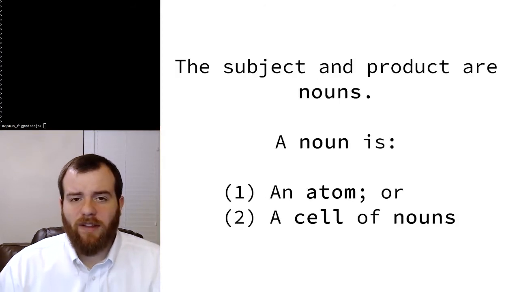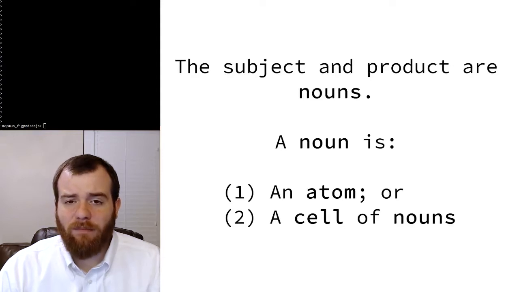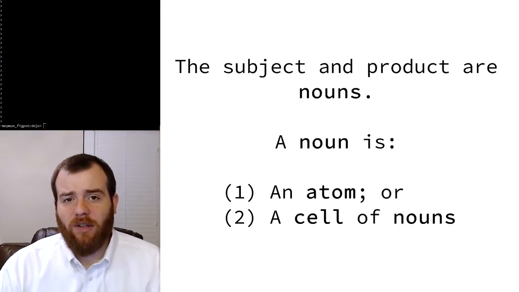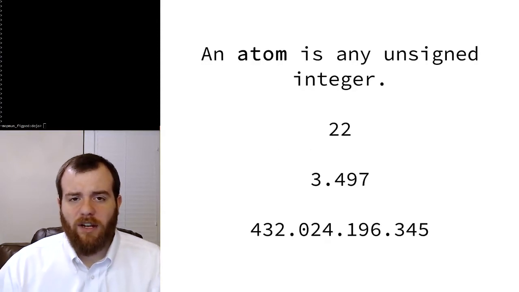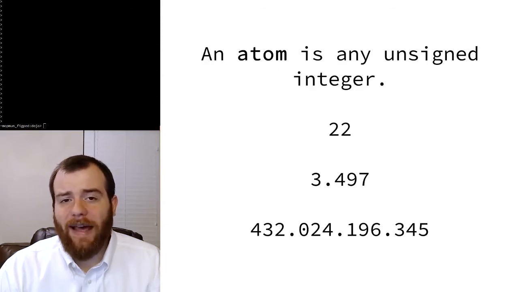Okay, so I mentioned that the subject has a certain structure to it, and so does the product actually. So it turns out that the subject and the product are nouns, and a noun can be one of two things. It's either an atom or a cell of nouns. So that second step is actually recursive, but we'll get to that in a minute. Okay, so first we need to talk about what an atom is. An atom is any unsigned integer, so 22, 3,497, and so on. All these are atoms.